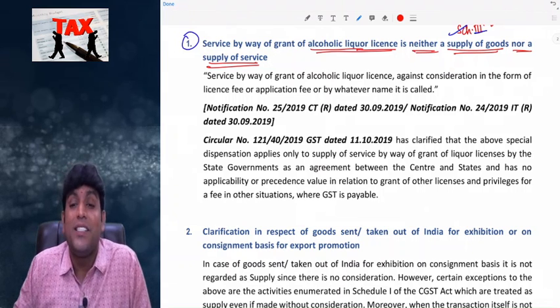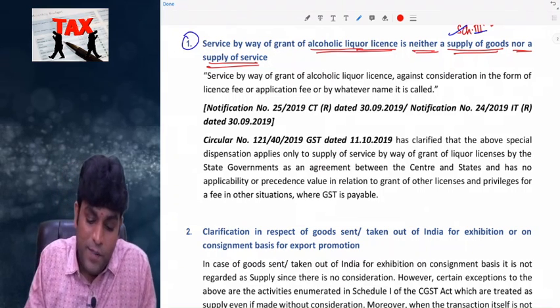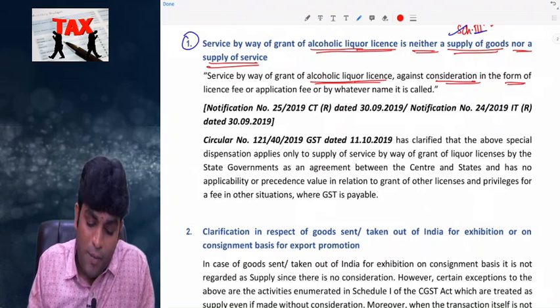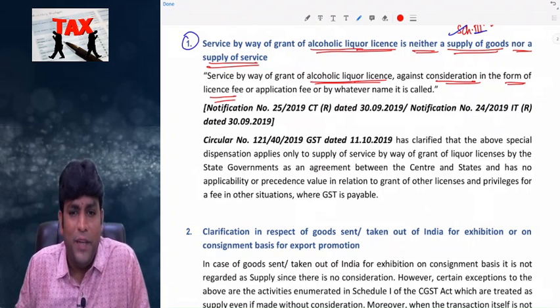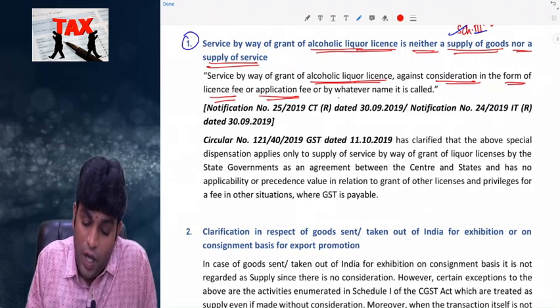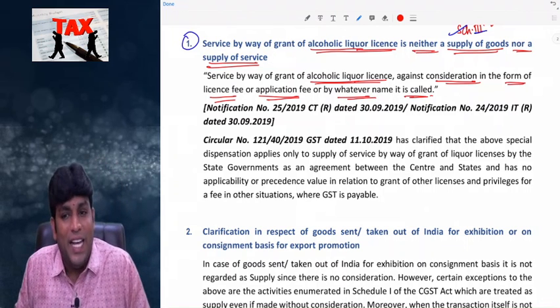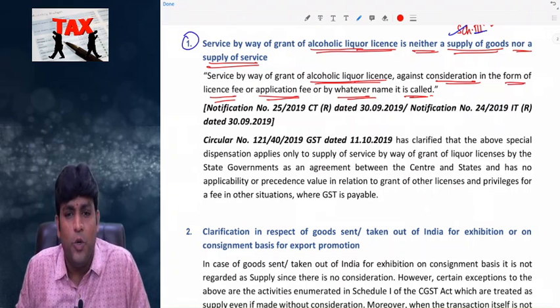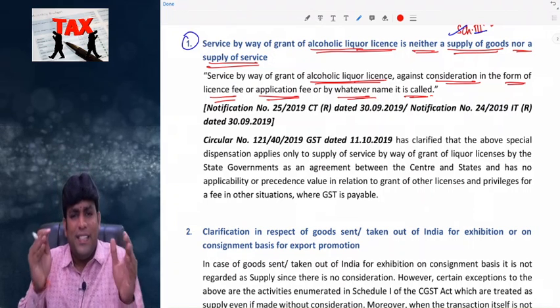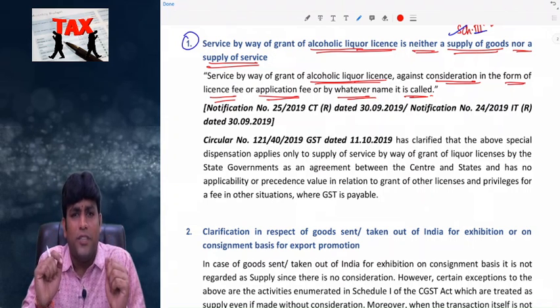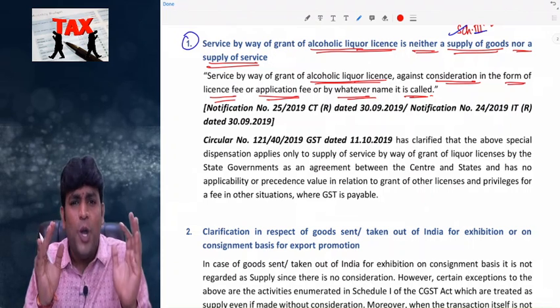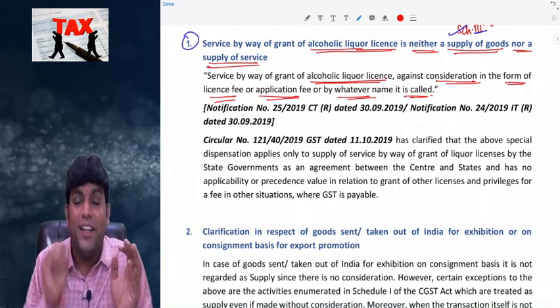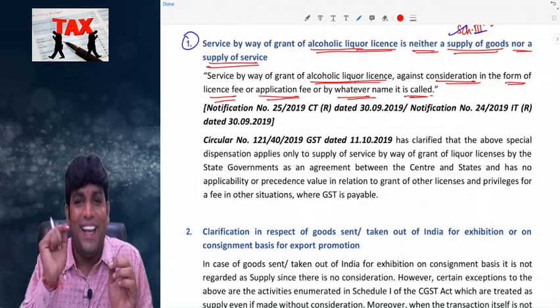Now here, one interesting clarification they have given is that service by way of grant of alcoholic liquor license against consideration in the form of license fee. Obviously, whoever wants an alcoholic liquor license should pay some license fee or application fee or whatever name it is called. They have clarified that it is not regarded as supply of goods and not regarded as supply of service. When we say it is neither supply of goods nor supply of service, what does that mean? That means it is not taxable. In net effect, it is not taxable.